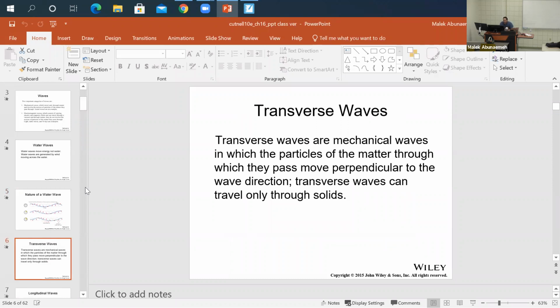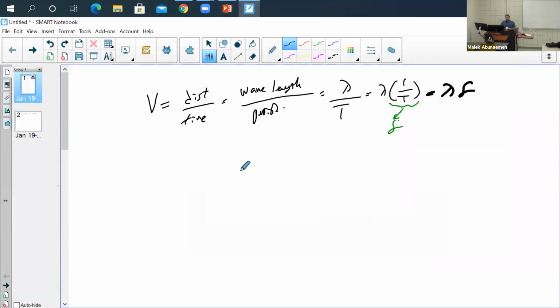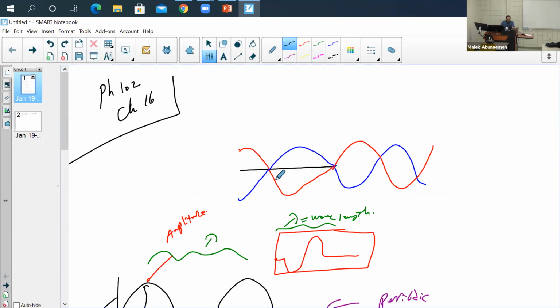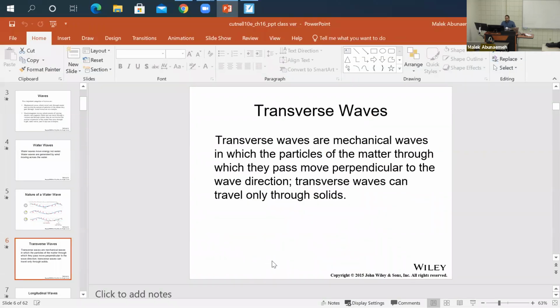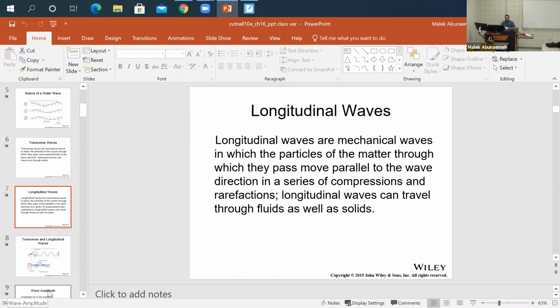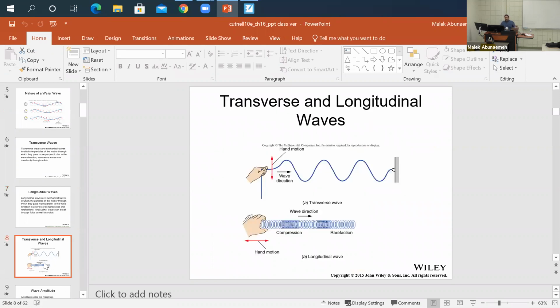Now, your transverse waves are mechanical waves in which the particles of the matter through which they pass move perpendicular to the wave direction. Transverse waves can only travel through solids. That means it's kind of like our little example. When you have a wave, the motion is going to be perpendicular to the wave direction. Now, the other type of wave is your longitudinal wave, which is a mechanical wave in which the particles of matter through which they pass move parallel to the wave direction. It's kind of like if you have a slinky and you push it back and forth. So this is going parallel to the wave direction. That's a longitudinal wave. Again, this is a good contrast to the transverse wave that we just tried to draw over here.